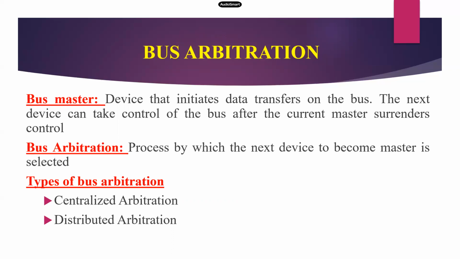Bus arbitration is a process by which the next device to become master is selected. There are two ways to select the bus master. The first technique is called centralized arbitration. The other one is called distributed arbitration.